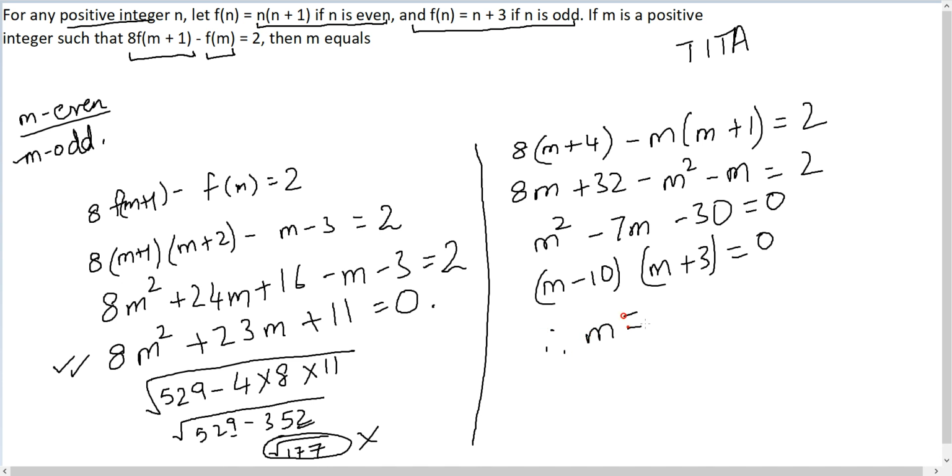Therefore m is equal to 10 or minus 3. But given that the question said m had to be a positive integer, this is the only possible answer, and you mark 10 as your answer.